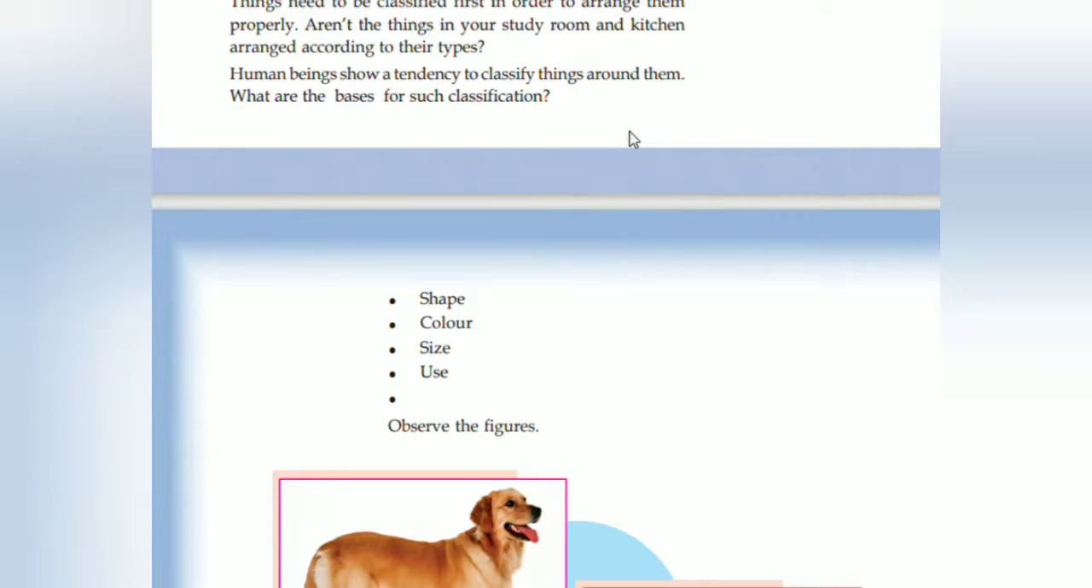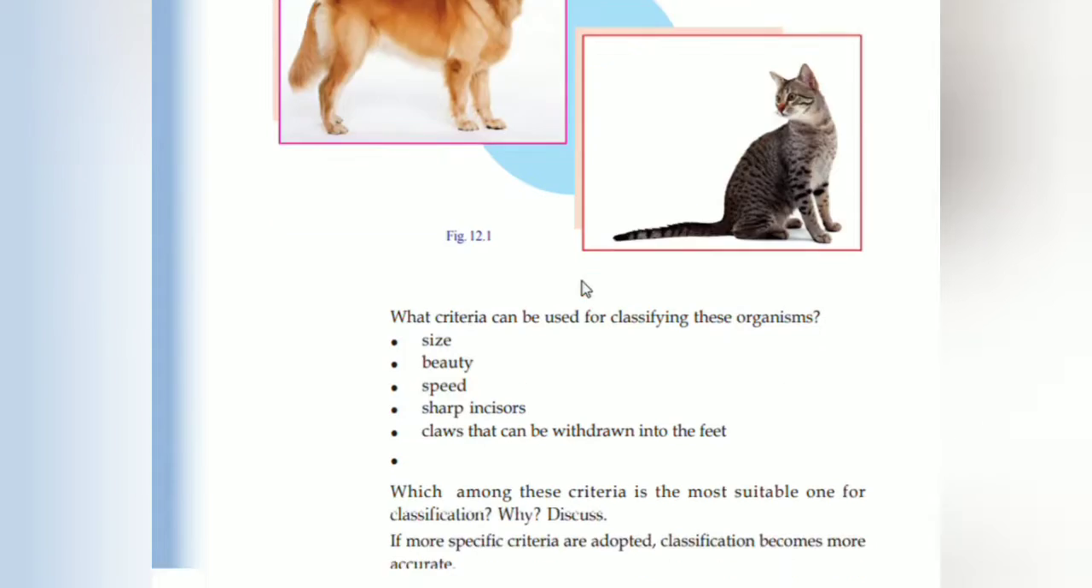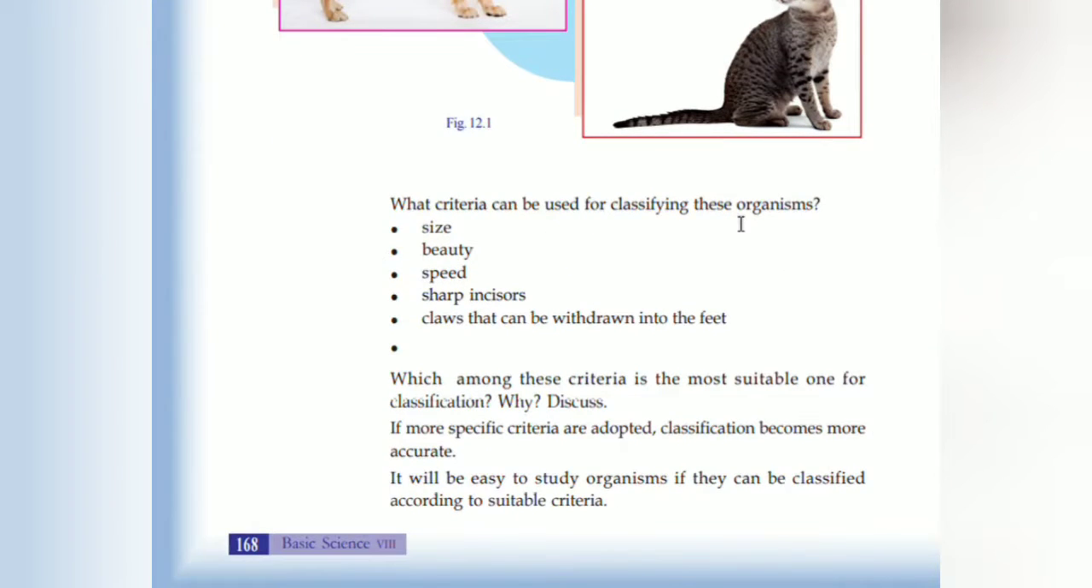As for shape, each may be tall or dwarf, and according to color, various patterns of colors are seen. Observe the figures. What we are seeing are a dog and a cat. What criteria can be used for classifying these organisms?